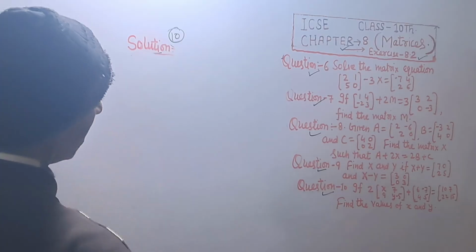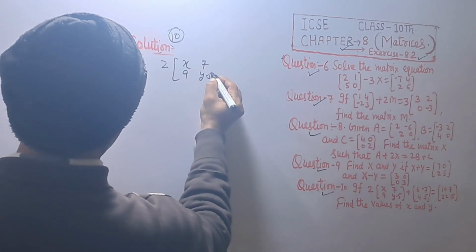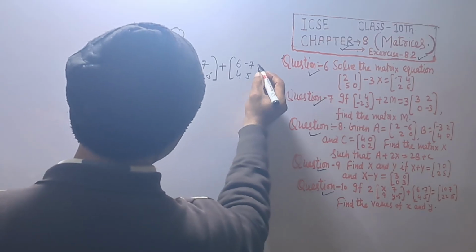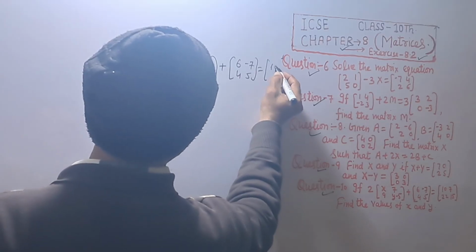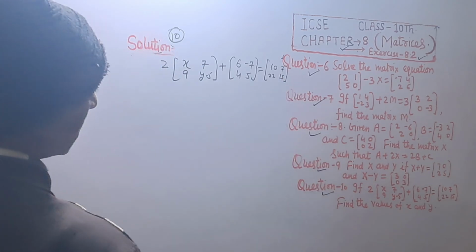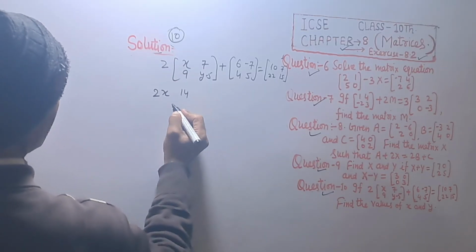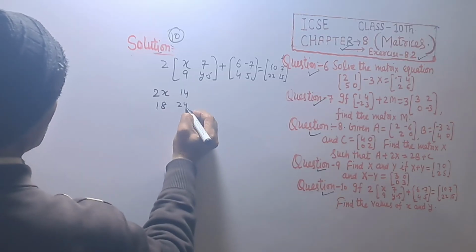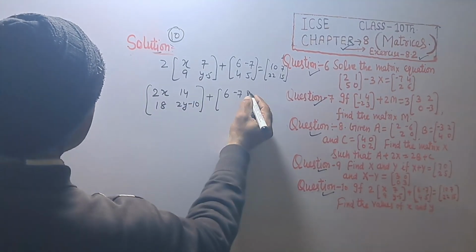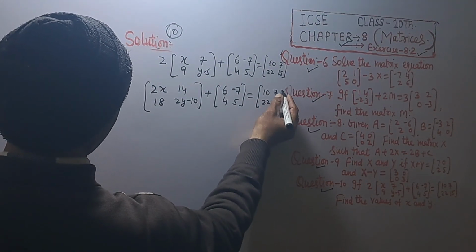Question number 10. If 2 times the matrix [x, 7; 9, y-5] plus [6, -7; 4, 5] equal to [10, 7; 22, 15], then find the value of x and y. 2 multiplied by x is equal to 2x, 7 twos are 14, 9 twos are 18, 2y minus 5 twos are 10, plus [6, -7; 4, 5] equal to [10, 7; 22, 15].